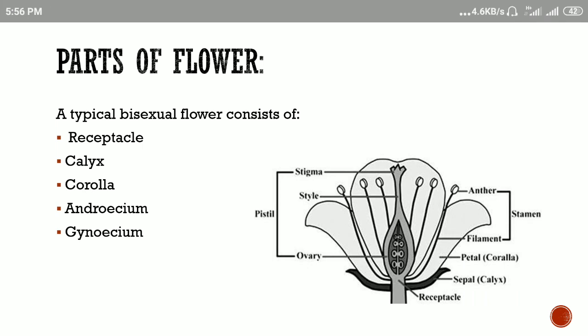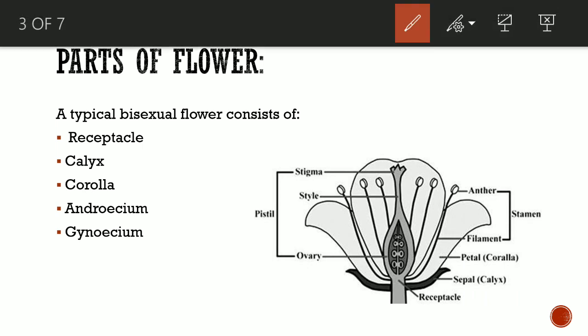A typical bisexual flower consists of these parts: receptacles, calyx, corolla, androecium, and gynoecium. Now, what is receptacle? Receptacle is the part where flower attaches to the stem.